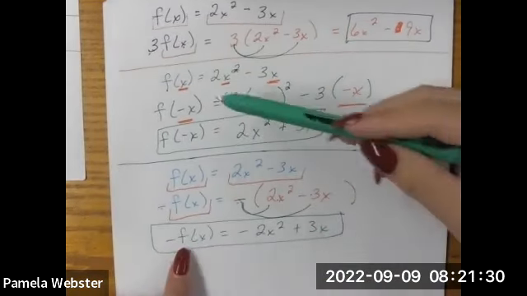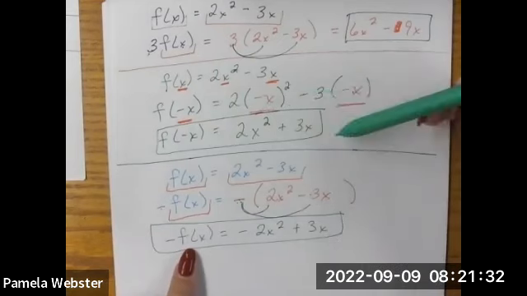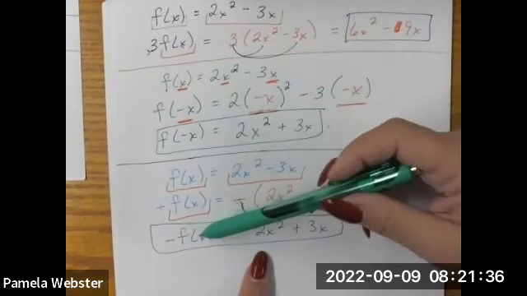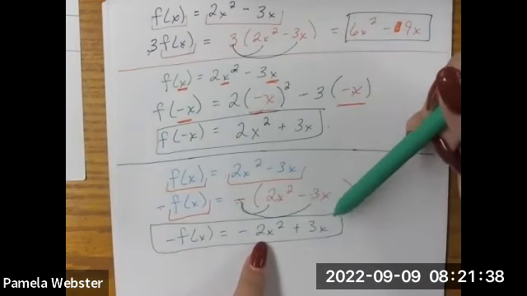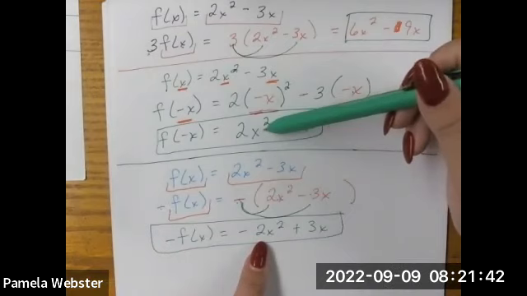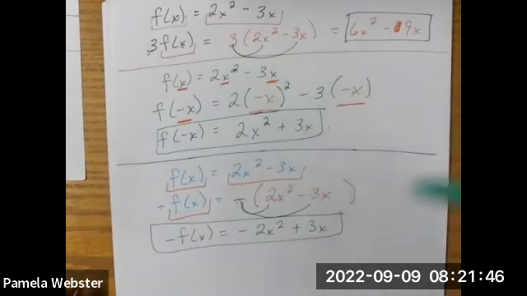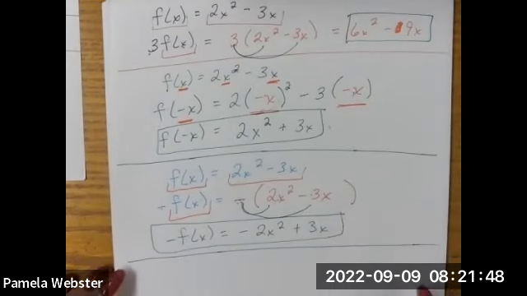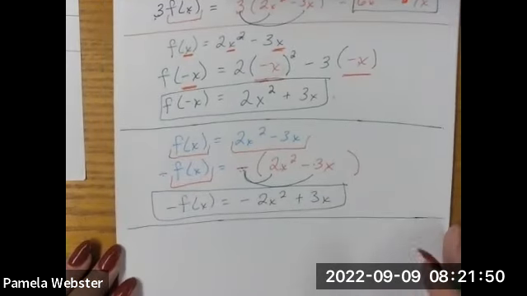So notice here, substituting a negative inside of the function is not necessarily going to give me the same answer if I substitute a negative on the outside. The 3x's are both positive, but the 2x squared here is positive and here it's negative. So that is not the same thing. So it really does matter where I put that negative.